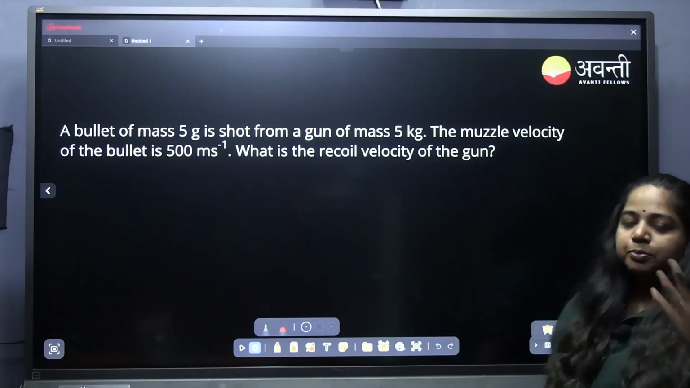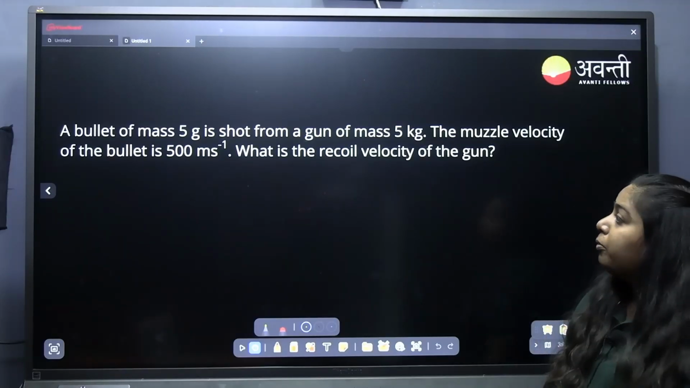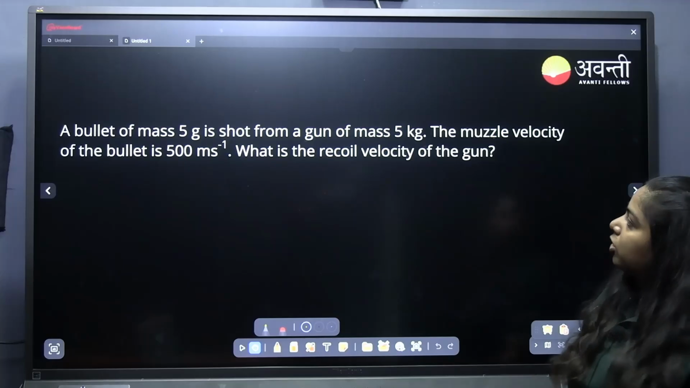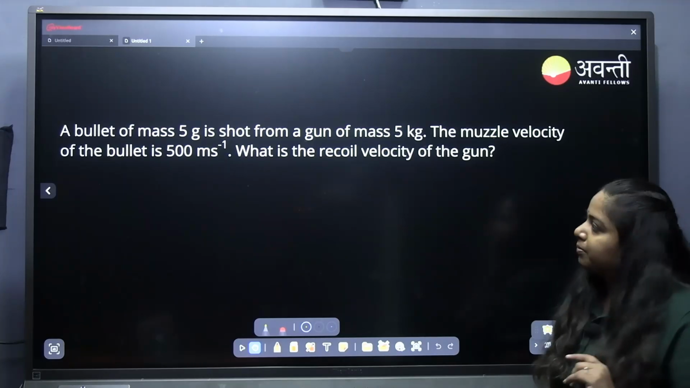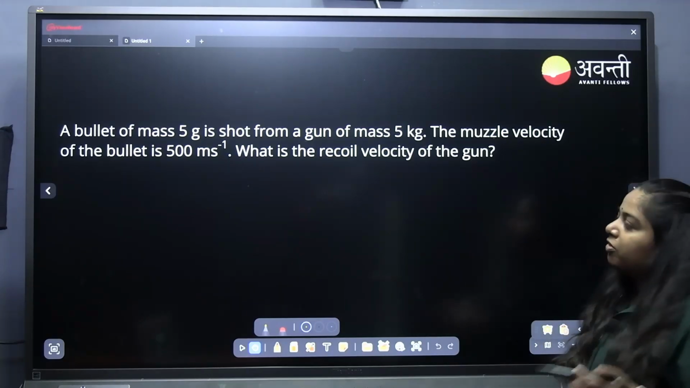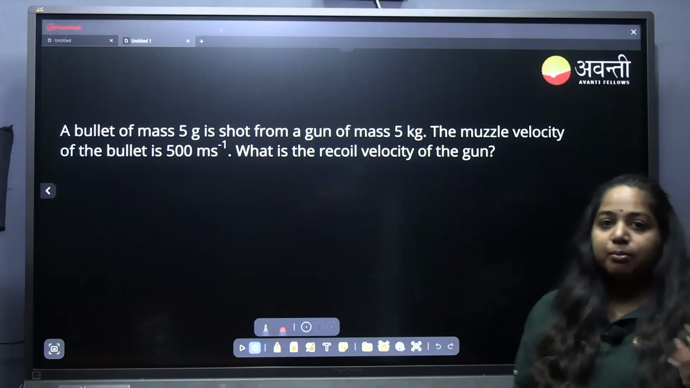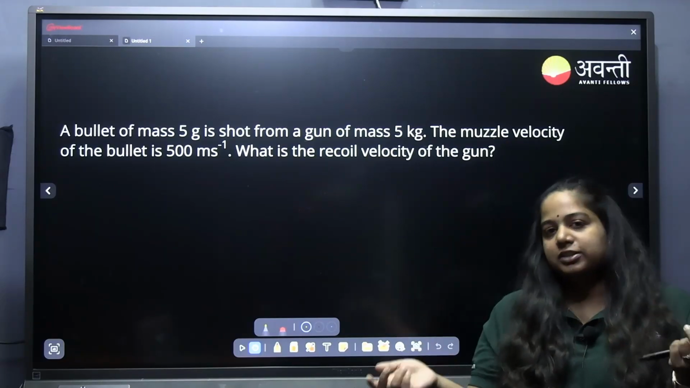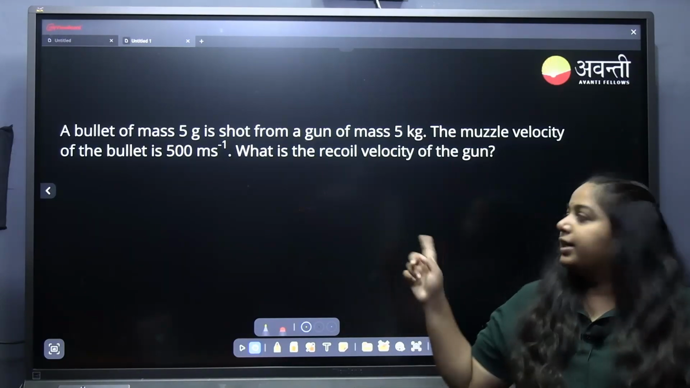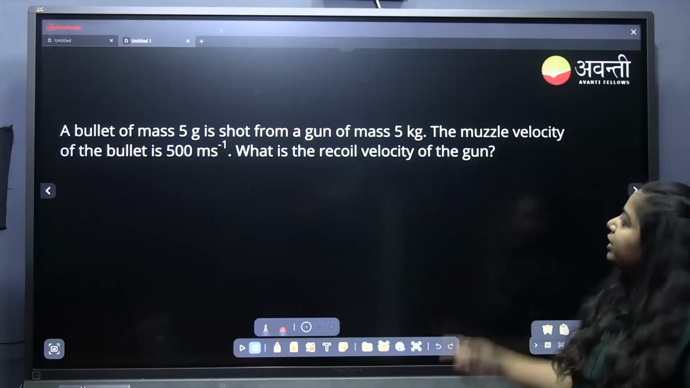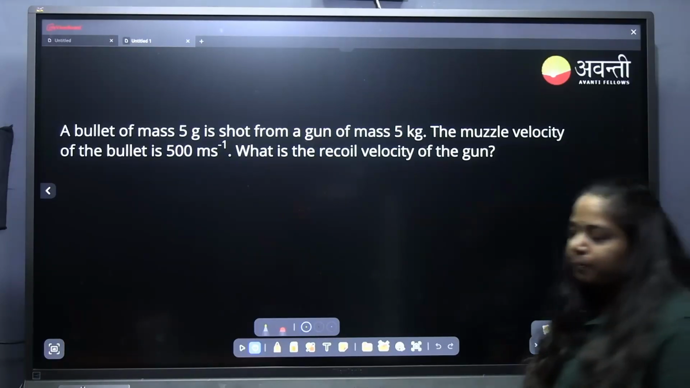Now let's put this into a question. A bullet of mass 5 gram is shot from a gun of mass 5 kg. Muzzle velocity of the bullet is 500 meter per second. Muzzle velocity means just when it is released from the gun. It is 500 meter per second. What is the recoil velocity of the gun?